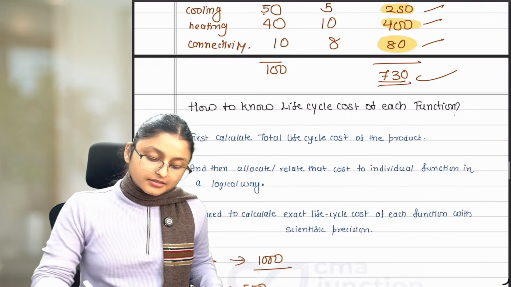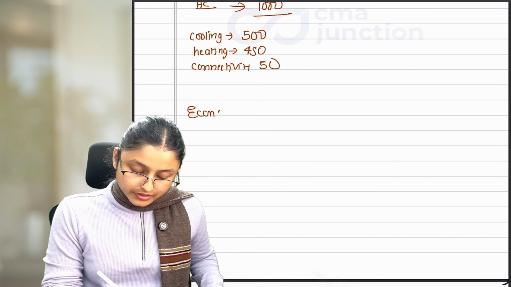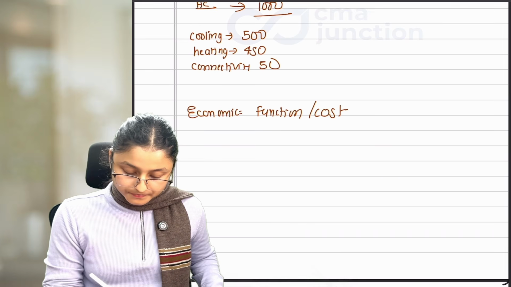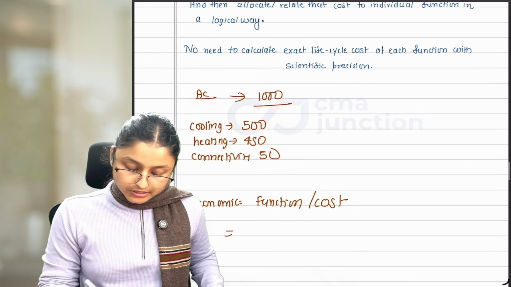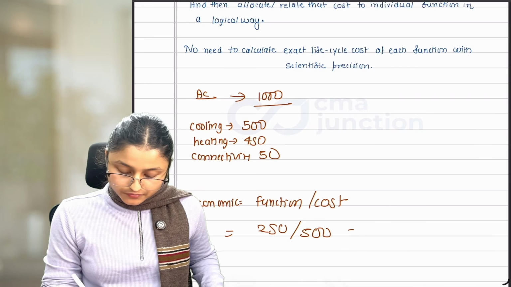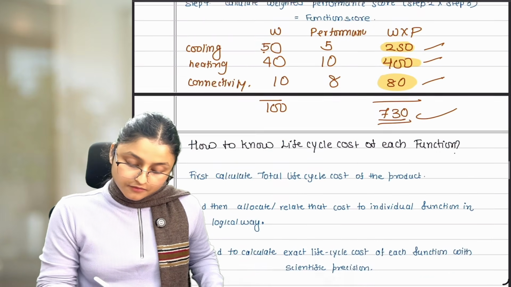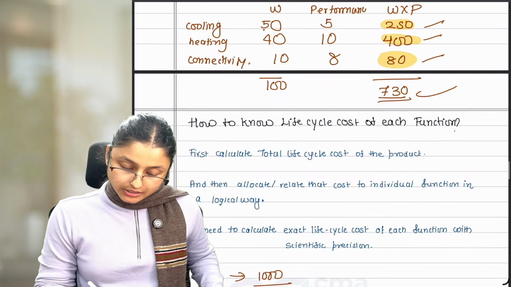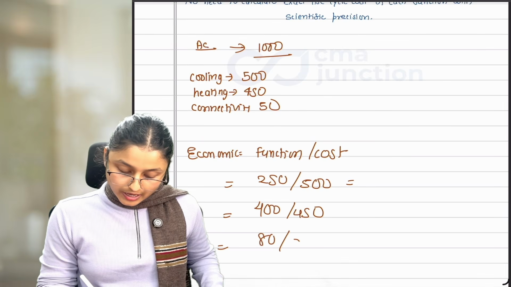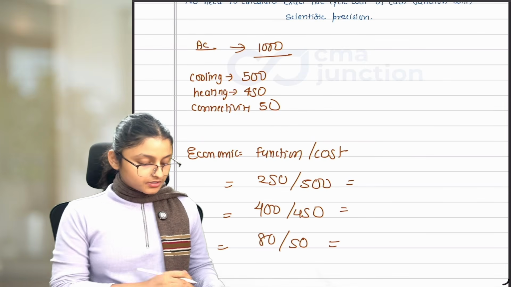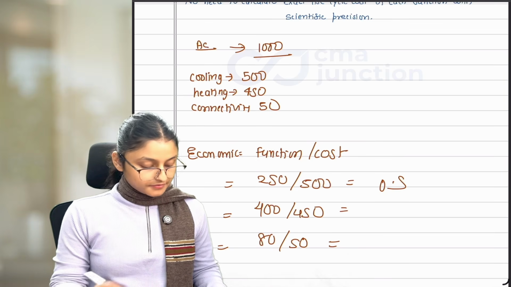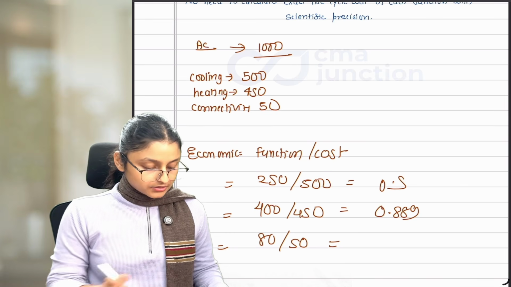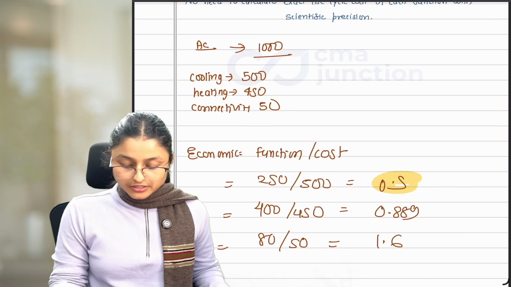Now to calculate economic value, we'll compare the function score with the cost. So what is the function score for cooling? 250. What is the cost? 500. Next, for heating, function score is 400 and the cost is 450. And for connectivity, function score is 80 and connectivity cost is 50. So 250 by 500 is equal to 0.5. 400 by 450 is 0.889. 80 by 50 is equal to 1.6, and that is known as economic value.